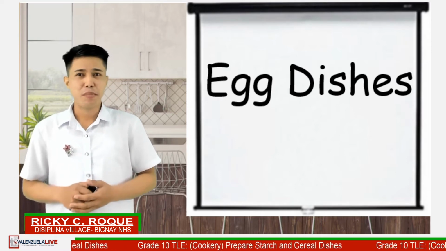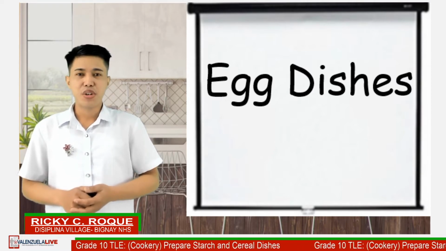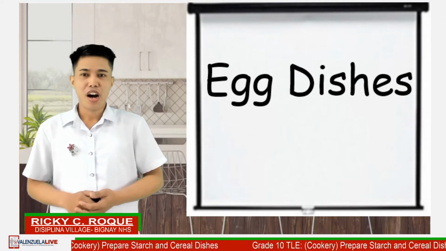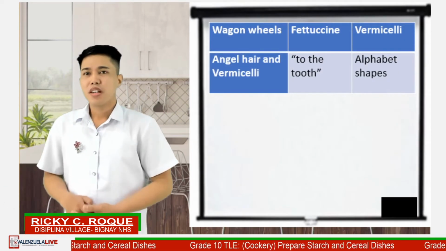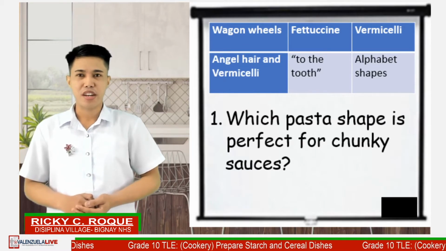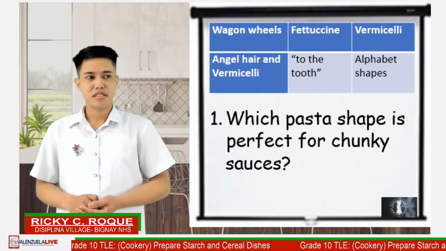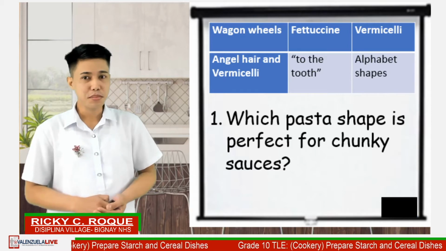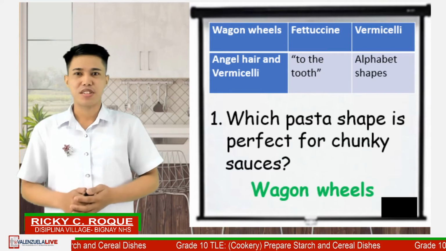Now, let's see if you have background knowledge on our topic for today. Read each question carefully and choose the correct answer inside the word pool. Write your answers in your module. Here are the choices. Number 1. Which pasta shape is perfect for chunky sauces? Correct. The answer is wagon wheels.